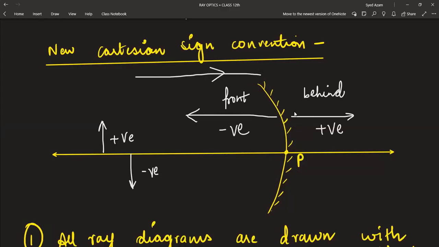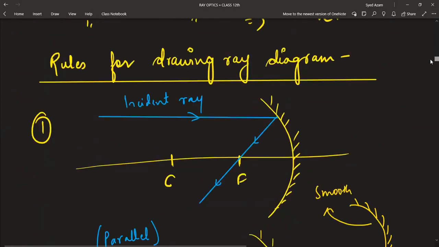If they are along each other, like this, behind it will be along, because we always see everything with respect to the pole. So it will be positive. And if it is opposite like this, it will be negative. That's why object you'll always put in front of the mirror. So we say this is negative. Okay. So these sign conventions we have seen.